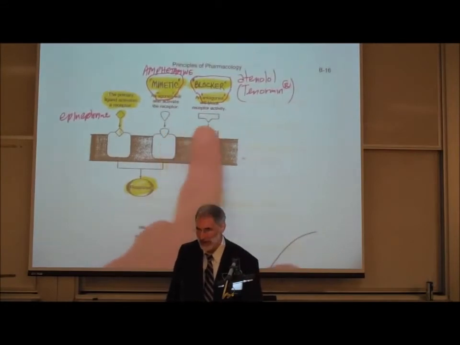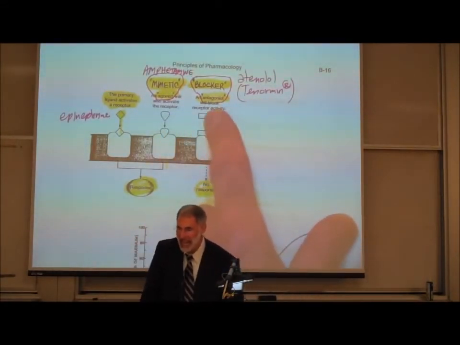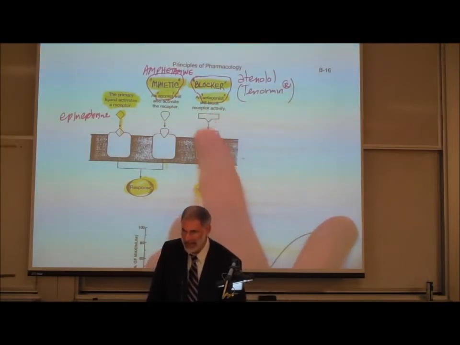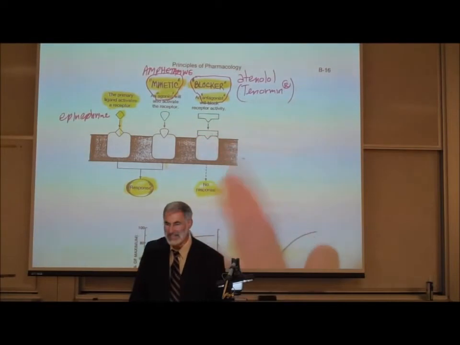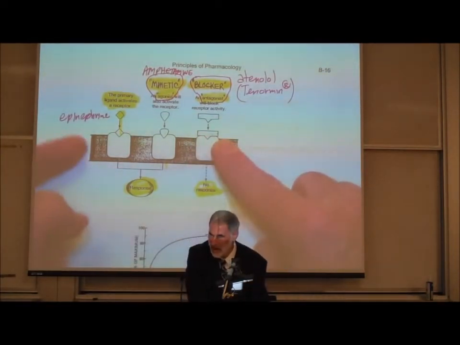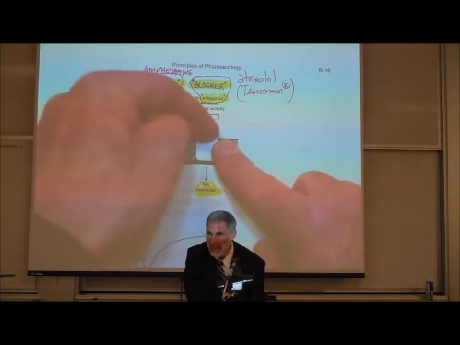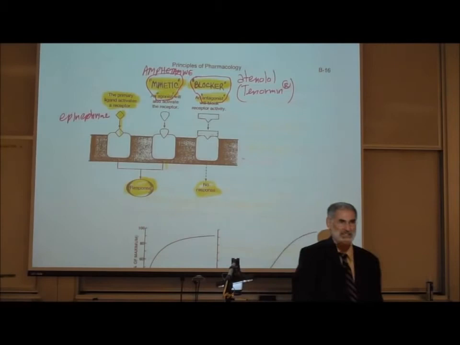Now, what's a blocker? We mentioned atenolol or Tenormin. It's an antagonist, a blocker. It attaches to the epinephrine receptor site. It does not activate it. But for as long as it's attached, our own epinephrine cannot activate it. It is blocking our epinephrine receptor sites.